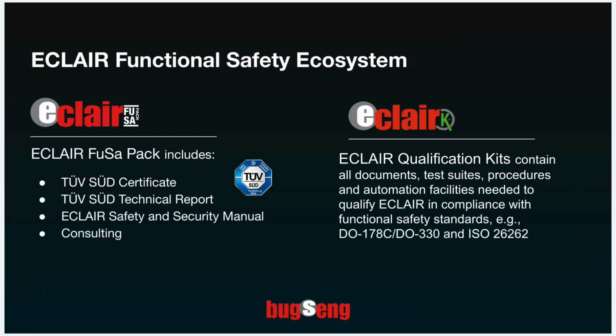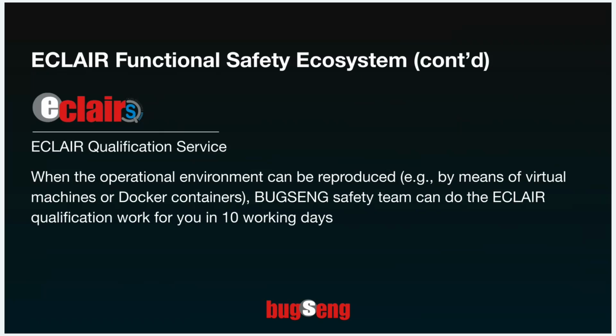For some industries, the functional safety pack is enough. It is rather inexpensive and gets the job done. But for other sectors, like aerospace, certificates mean nothing. So qualification kits are the way to go. A strategic alternative also for aerospace is commissioning the qualification work to the BUGSENG safety team. We reproduce the environment and deliver all the required documents in 10 working days.